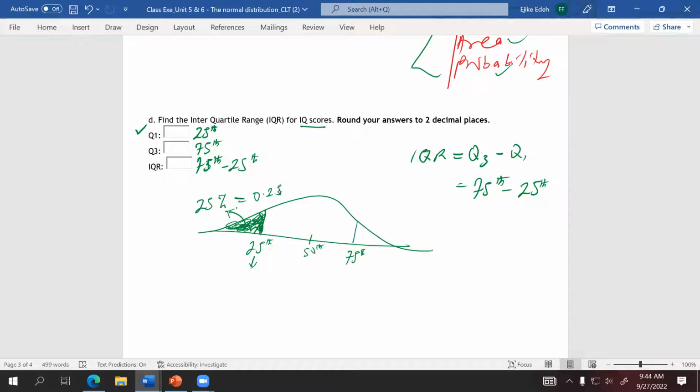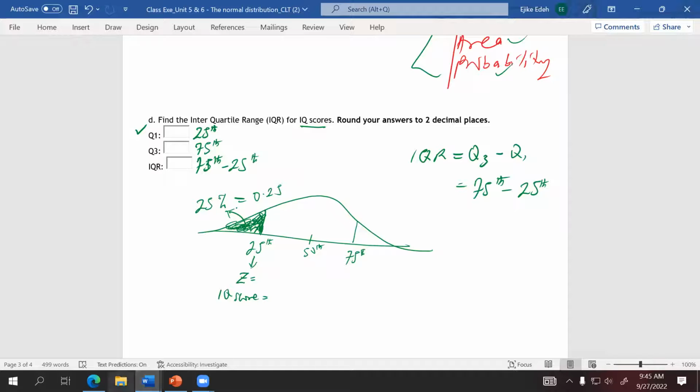Okay. So of course, when you have the area, you can use the table to get the Z value, because the table can only give you the Z value. So we're going to find the Z value that matches this point first, and then we convert it to the actual IQ score, which is in the data space. So let's get the Z value for the 25th percentile. We know the 25th percentile covers an area of 25% to the left tail, which is equivalent to 0.25.